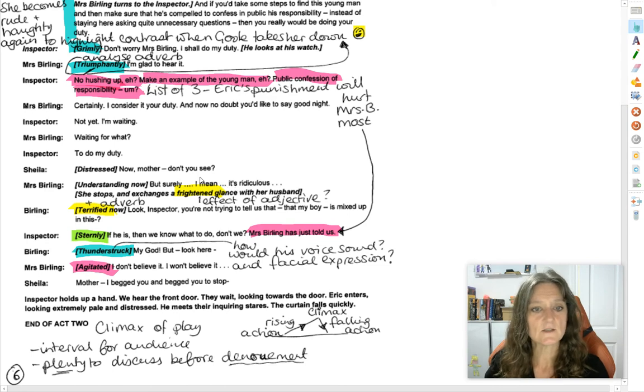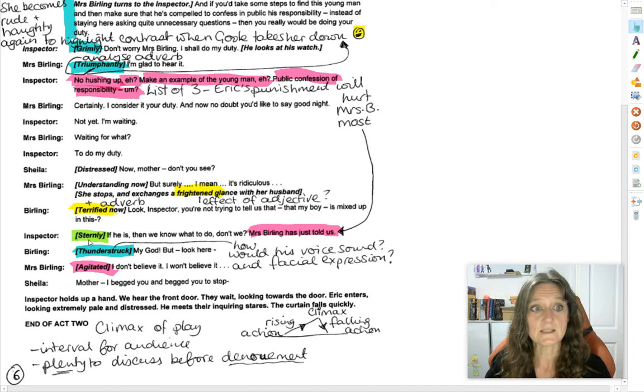And you can see the use of ellipses to create the pauses there. She stops and exchanges a frightened glance with her husband. So the effect of that adjective, she's terrified. Birling's terrified. Look, Inspector, you're not trying to tell me that my boy is mixed up in this?